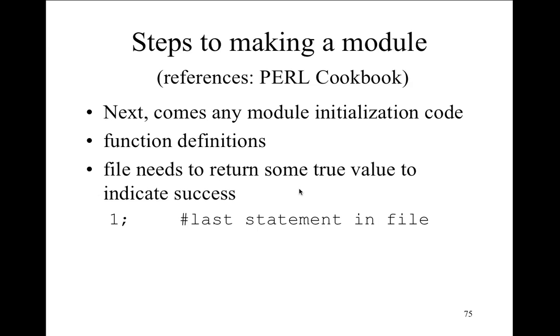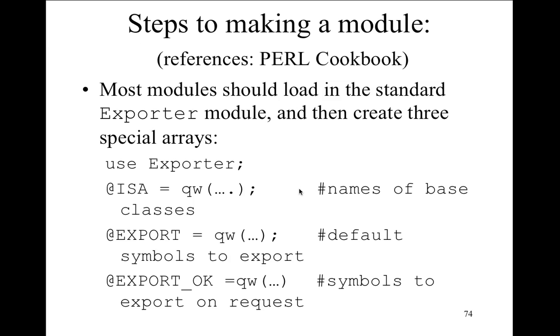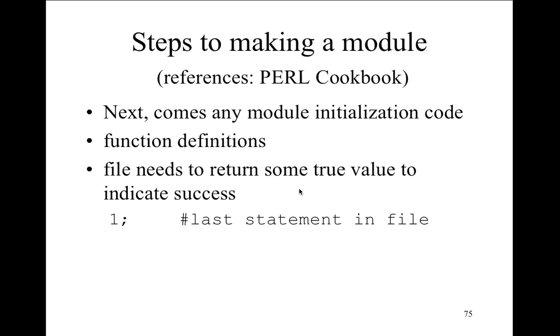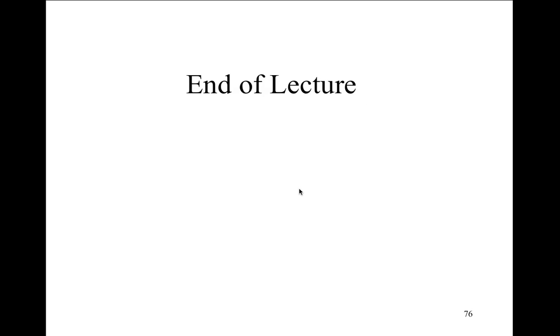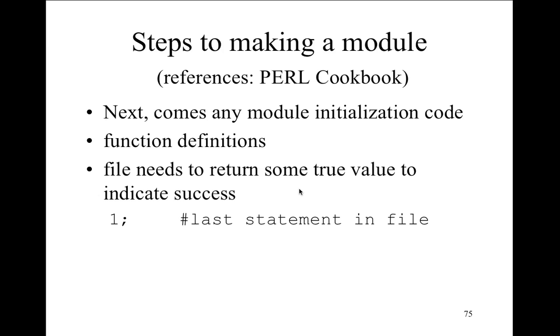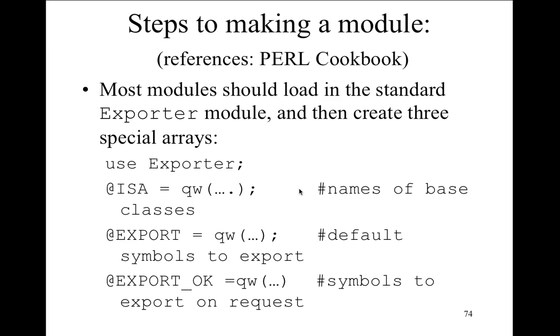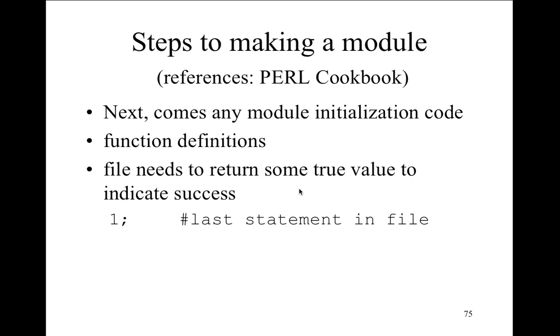So next comes any module initialization code that might actually happen, some function definitions, in terms of the steps of making a module, compiling your own module, that is. The file needs to return some true value to indicate success. So we can kind of start with loading the standard exporter module, creating different arrays, loading in initialization code, and essentially building your own module. The modules themselves are pretty easy to build, which is why there's a lot of them out there. Most of you will probably just end up figuring, oh, we need to download a module.